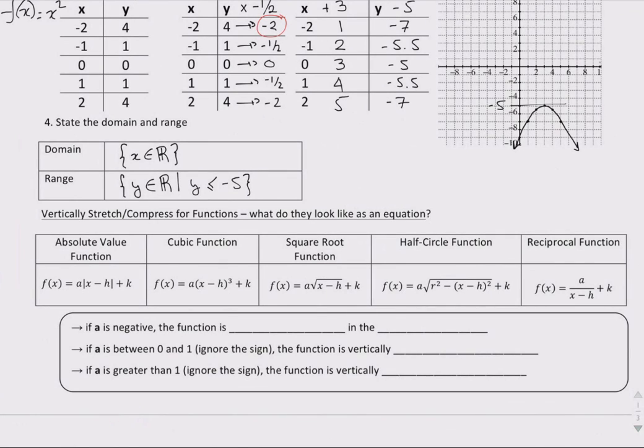There you have it. So after this example now, we're going to start to get onto the new functions and look at how the a value affects the functions. And there's no surprises. It's going to stretch or it's going to compress, reflect or not, the original functions. So let's take a look at that in the examples that follow.